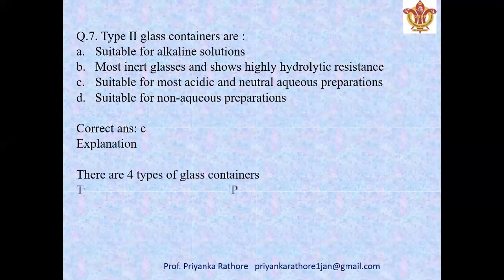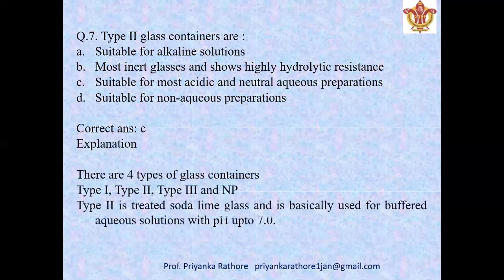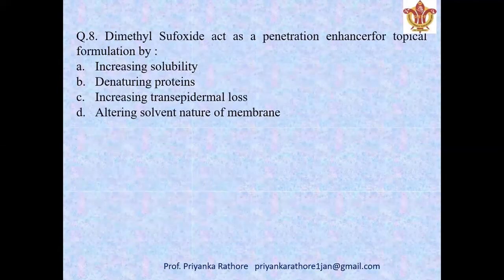Actually, there are 4 types of glass containers: type 1, type 2, type 3, and non-parenterals. Type 2 is the treated soda lime glass, and it is basically used for containing or for packing the buffered aqueous solutions which have a pH up to 7. So this statement matches with option C, suitable for most acidic and neutral aqueous preparations. So the right answer is C. Moving to the next question.